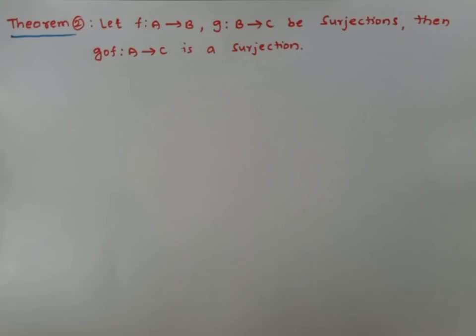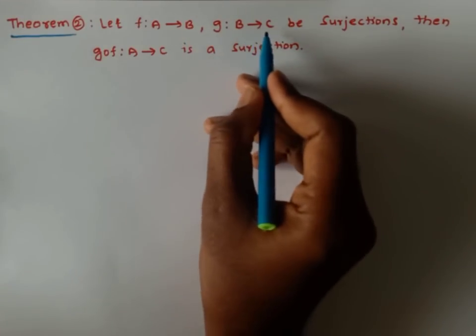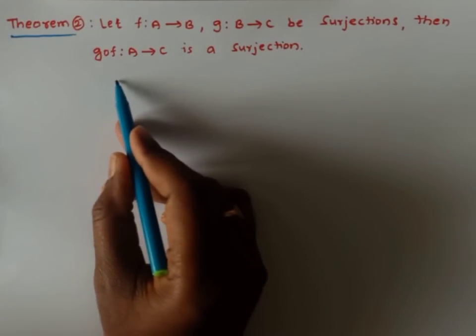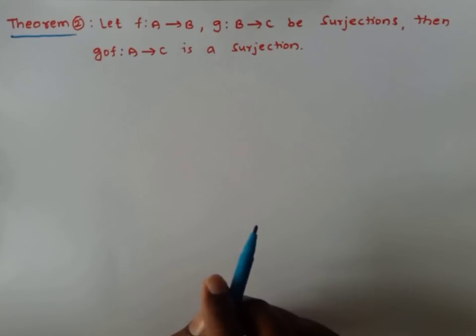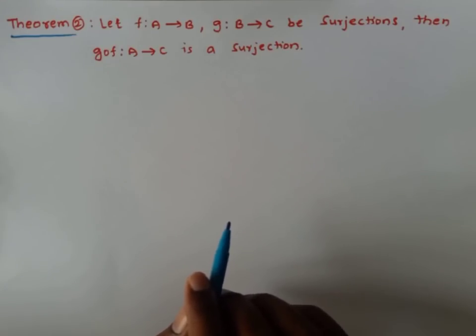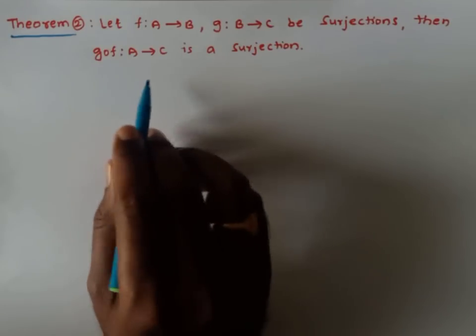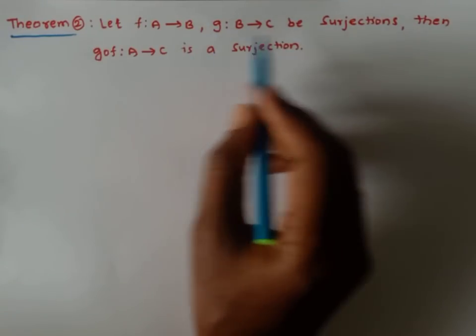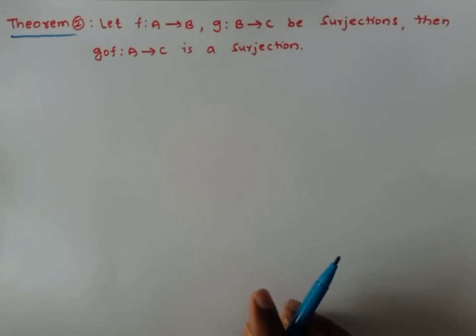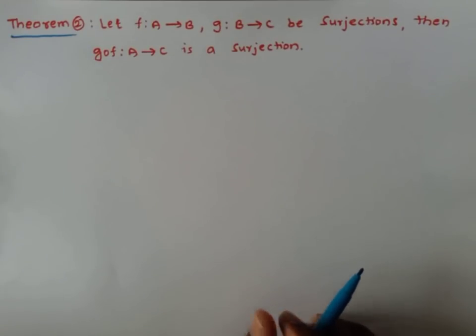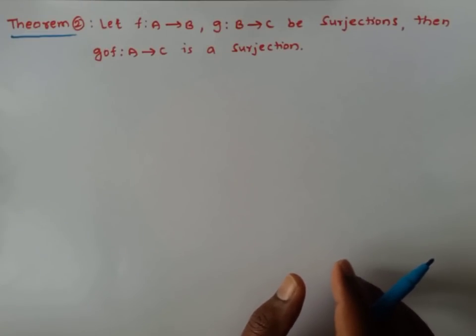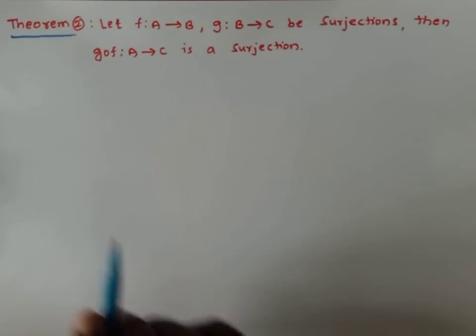Second theorem: let f from A to B, g from B to C be surjections, then g circle f from A to C is a surjection. In the first theorem, f and g were injections, and then we proved g compose f is an injection. Here surjection is given: f and g are surjections, then the composition of g and f is a surjection. Here nothing else is needed, we just need to apply the definition of surjection for g compose f.